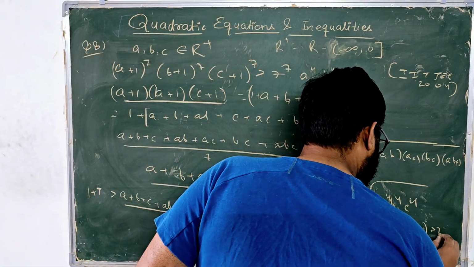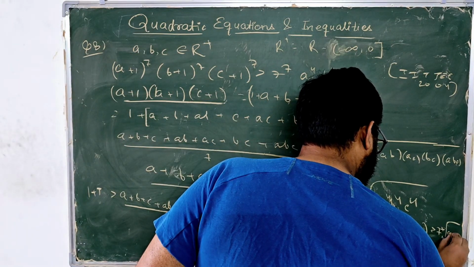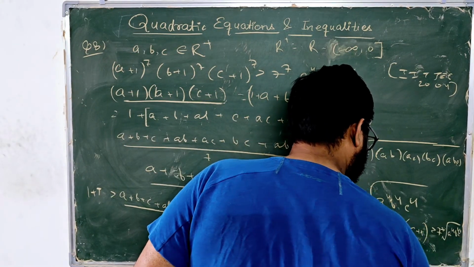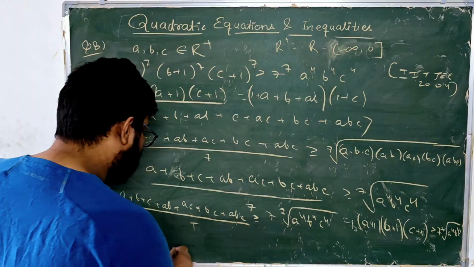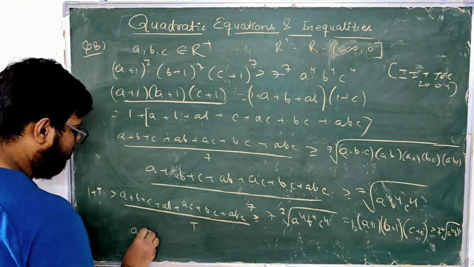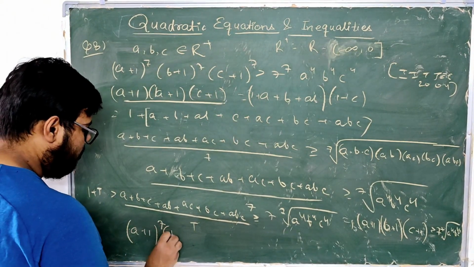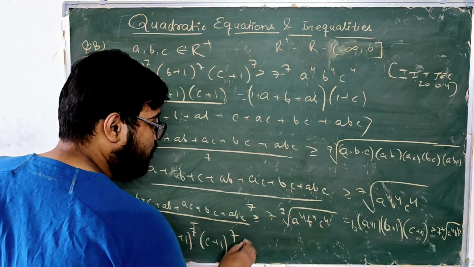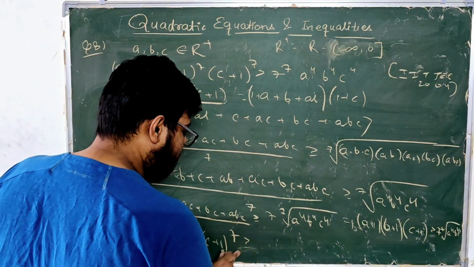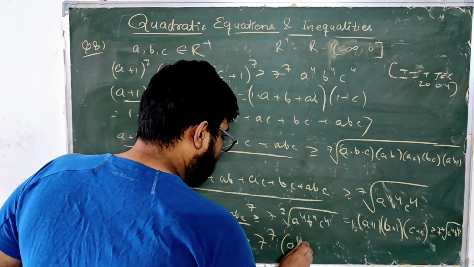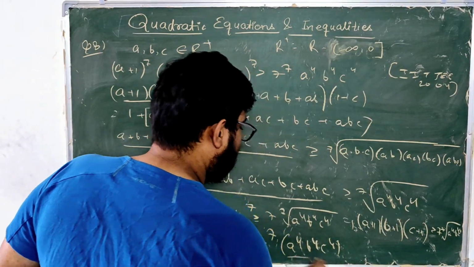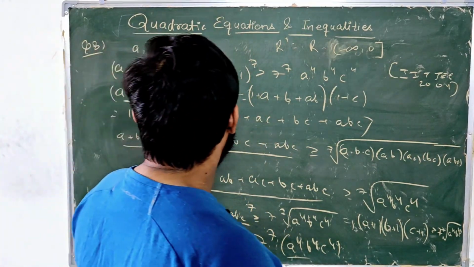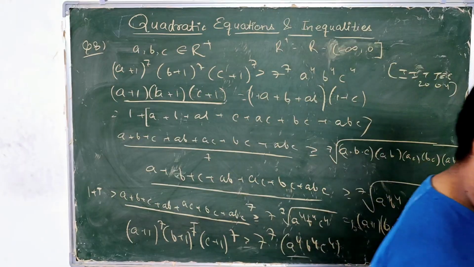What will you get? 7 times 7th root of A raised to the power 4, B raised to the power 4, C raised to the power 4. Now raise both sides to the power 7. So you will have A plus 1 raised to the power 7, B plus 1 raised to the power 7, C plus 1 raised to the power 7 is greater than 7 raised to the power 7, A raised to the power 4, B raised to the power 4, C raised to the power 4. Correct? That's it. So now let's move to the next question, right?